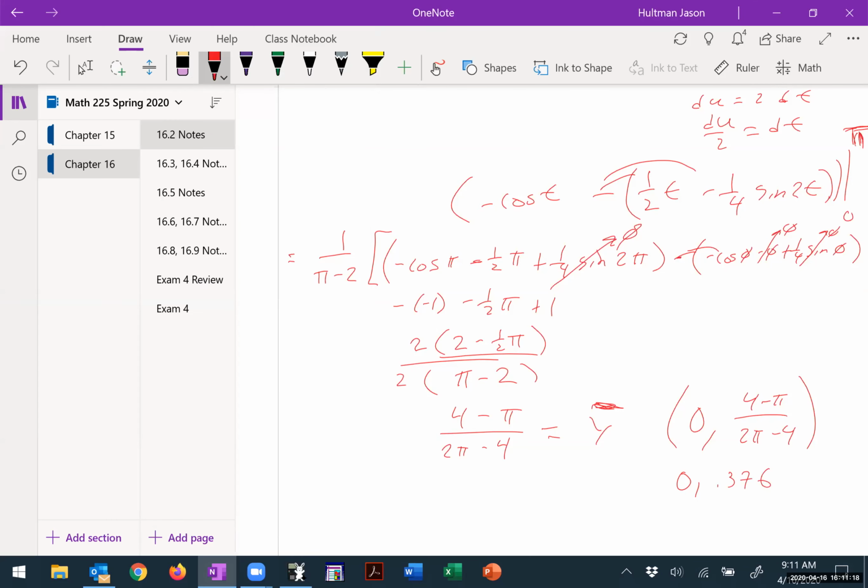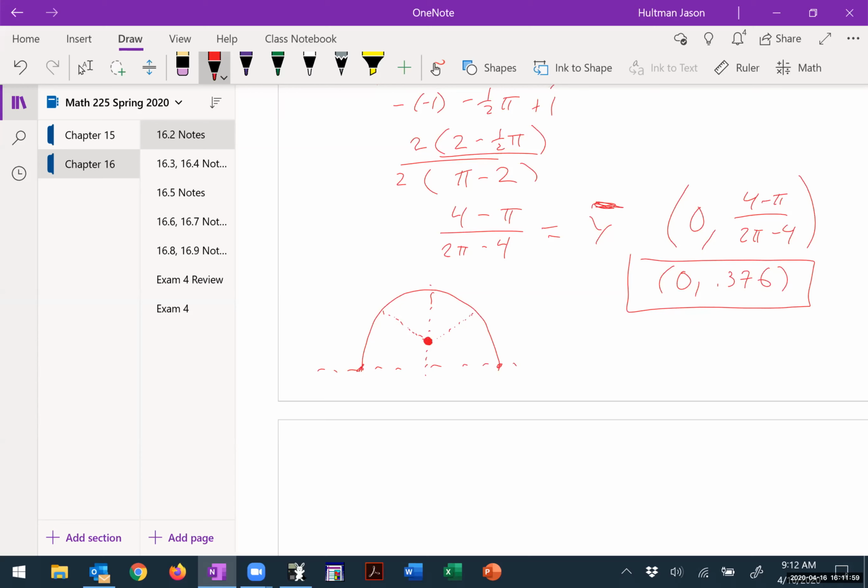So if I were to attach, maybe weld, an infinitely small piece of wire to this, I could balance the whole thing at that point. It would be the balancing point of the wire.